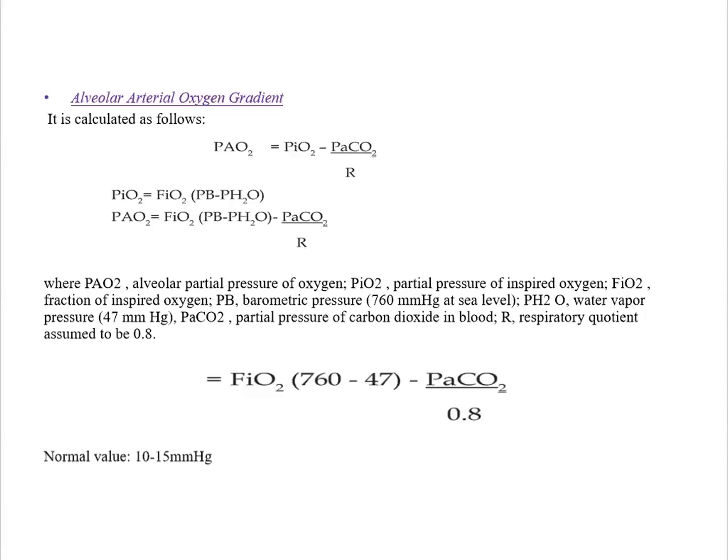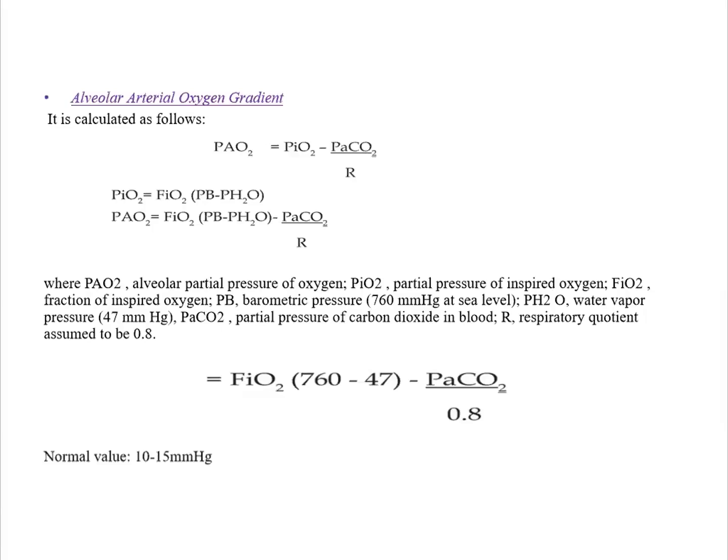So if in any question they tell you the FiO2 is 0.21 and ask you to calculate the A-a gradient, the easy thing to remember is this value. Always remember 760 minus 47 is 713. This is one of the values that you need to remember. If the FiO2 is 0.21, the entire value of this comes to about 149.7. Keep it as 150.